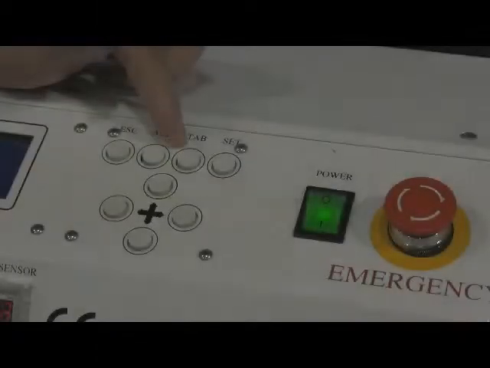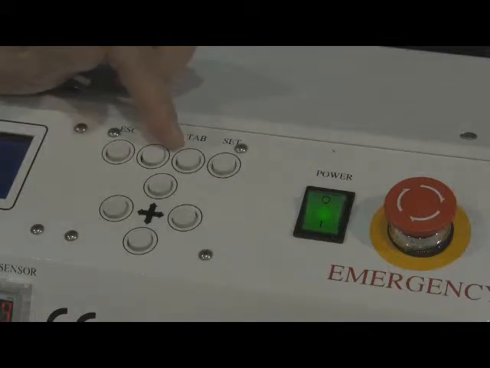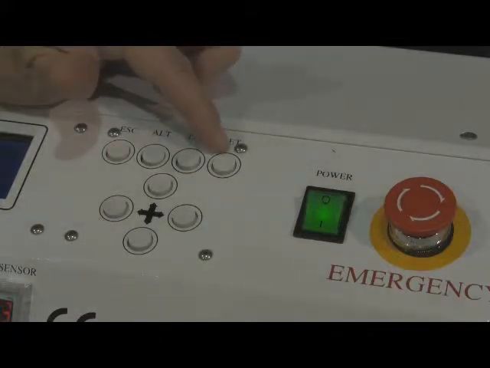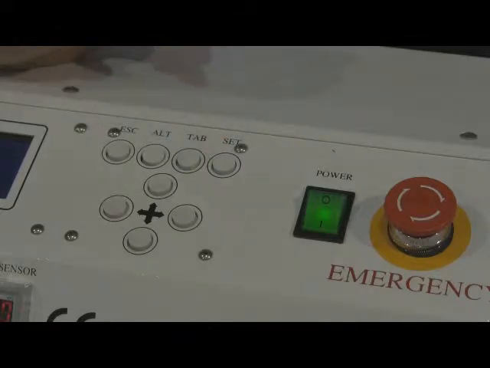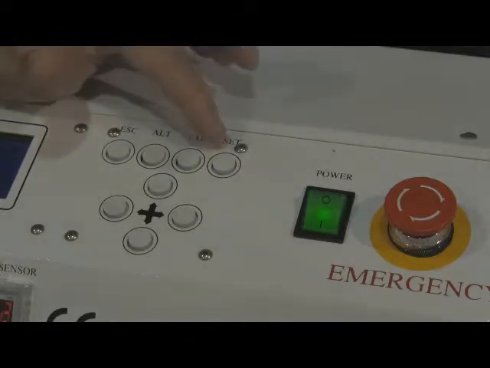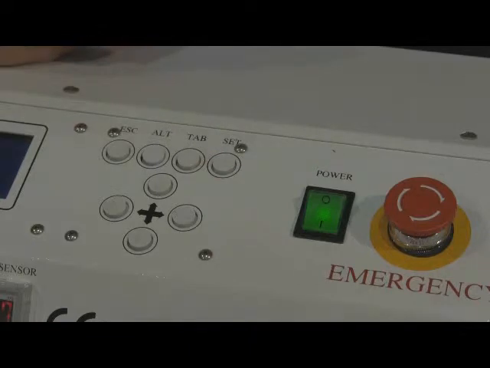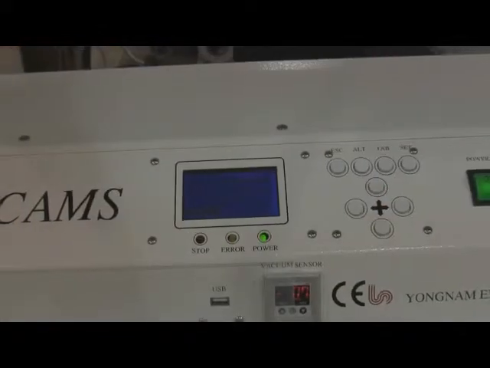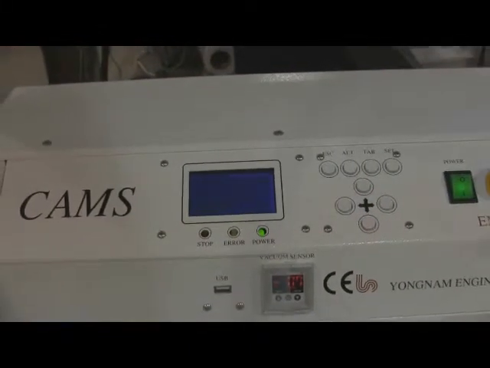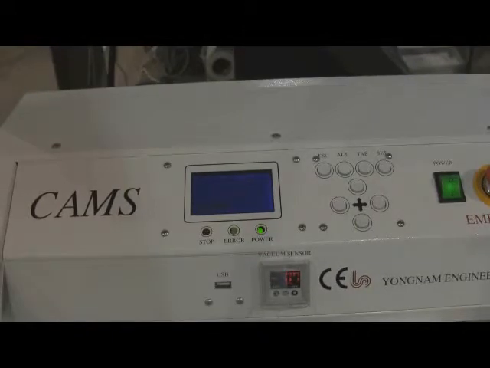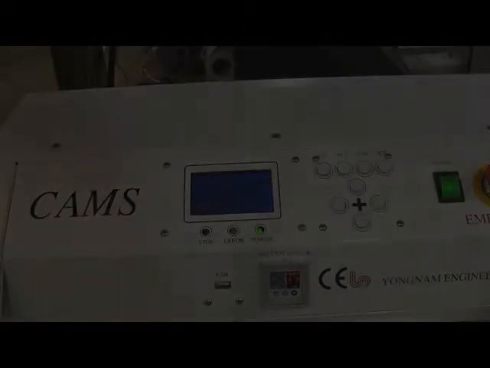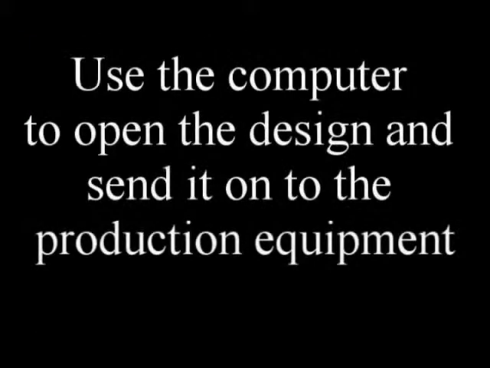On the CAM's machine, go to the menu operation buttons and use the tab button to select Load on the menu screen, and then press Set. Select Serial from the Load menu screen and then press Set. File Download appears on the menu screen, and the CAM's unit is now ready to receive designs from the computer. Use the computer to open the design and send it on to the production equipment.